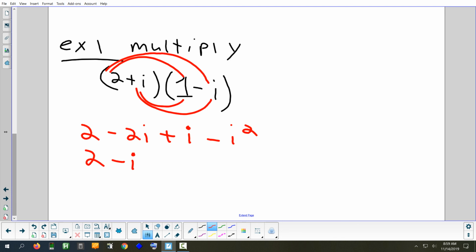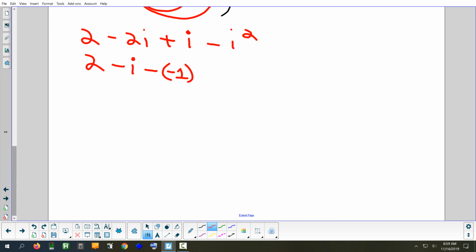And Cal, the next part, we've got this negative i squared. What did we say i squared was? Negative 1. So we have negative, that just comes from right there. But don't write i squared. Put negative 1. Once you change i squared to negative 1, then you can usually combine it with something else.